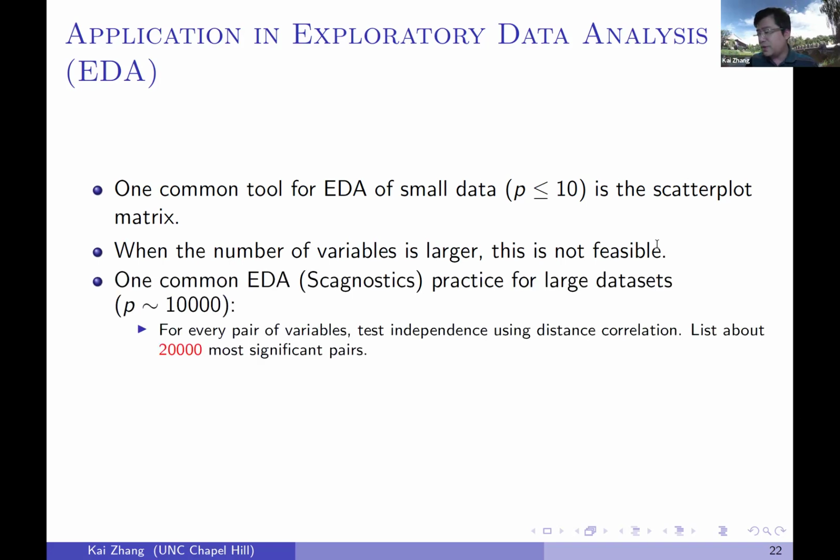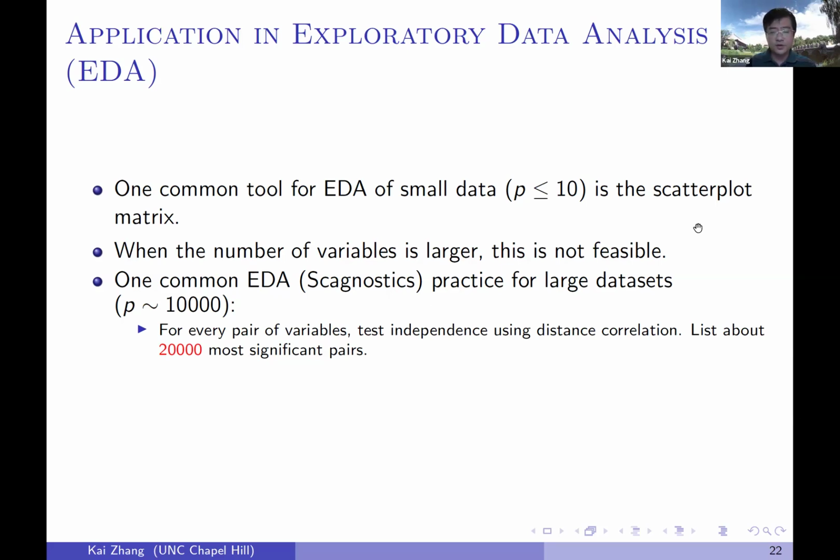So what do people do in practice? This is a true story from a large lab in genetics. We are working with gene expression, so the number of variables is on the order of 10,000. For the EDA, for every pair of gene expressions, they test independence using distance correlation, so they get a p-value. 10,000 choose 2 is about 50 million, so they got 50 million p-values, and they sort them from the smallest to the largest.